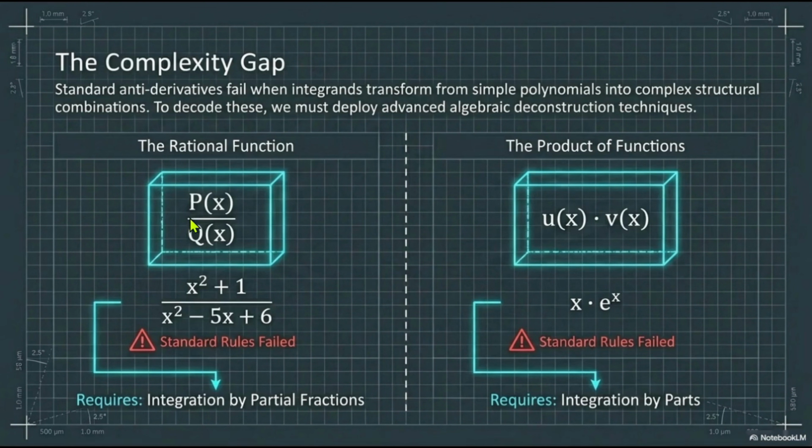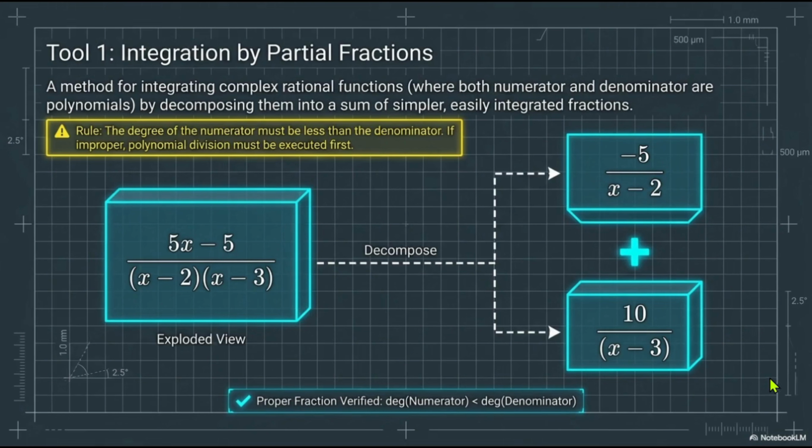The complexity gap here, the rational function, suppose p(x) and q(x). So p(x) represents x square plus 1, and x square minus 5x is q(x). The standard rule fails. So what we do, we will do u(x) dot v(x), the product of two functions. The standard rule fails, it requires integration by parts. Okay, so integration by partial fractions, we can do that. It will be decomposed into a upon x minus 2, and b upon x minus 3.